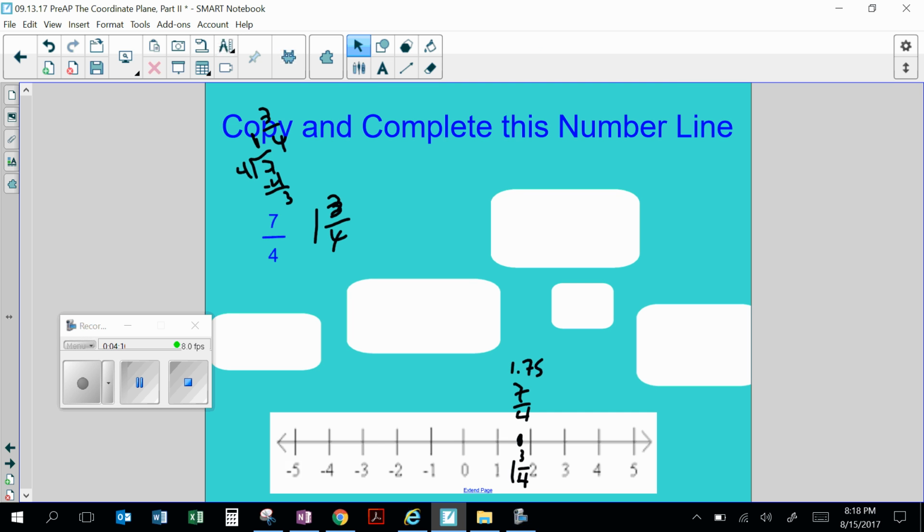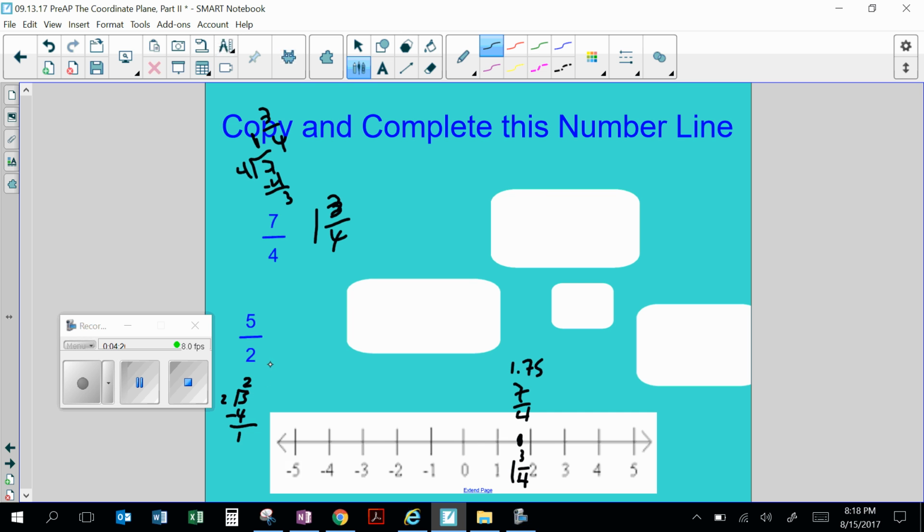Next one, 5/2. Do you want to turn this into a decimal or turn this improper fraction into a mixed number? I'm going to turn this into a mixed number. So 5 divided by 2. Can 2 go in 5? Twice. We have 1 left over, so it'll be 2 and 1/2. And that's right here in the center of 2 and 3. 2 and 1/2, or 5/2, or 2 and 5/10.